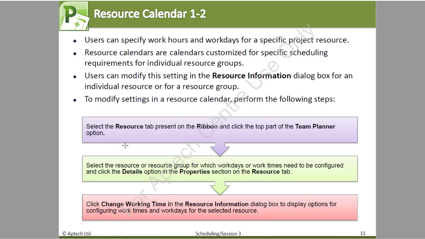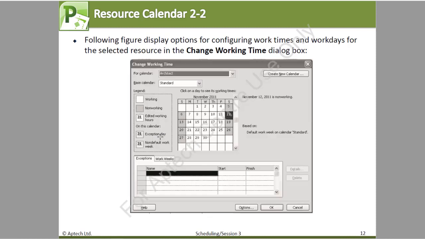We move right on. Now, to modify the settings for a resource calendar, you perform the following steps. So select the resource tab present in the ribbon and click on the top part of the team planner option. You select the resource or resource group for which work days or work times need to be configured and click the details options in the properties section on the resource tab. Click change working time in the resource information dialog box to display options for configuring work times and work days for the selected resource. And this is what we are going to get for that software project.